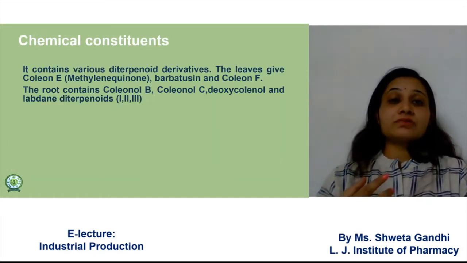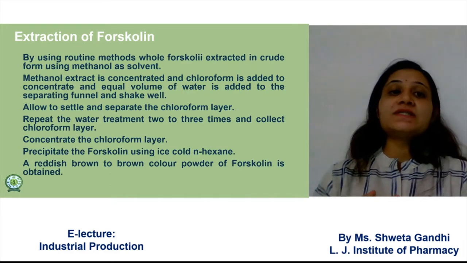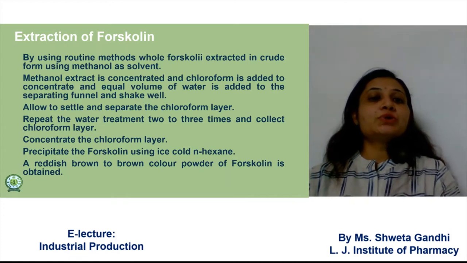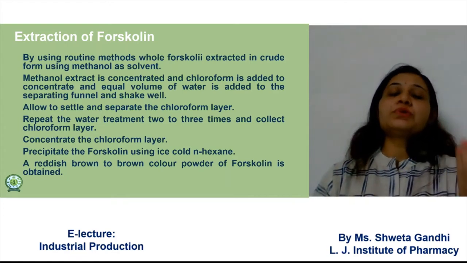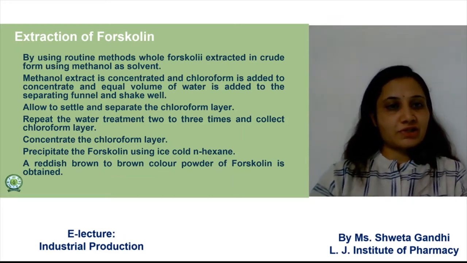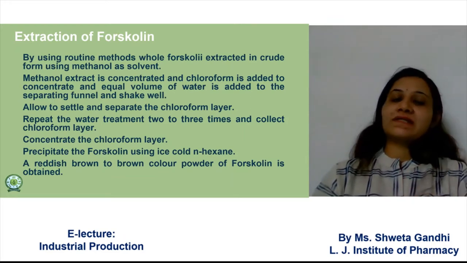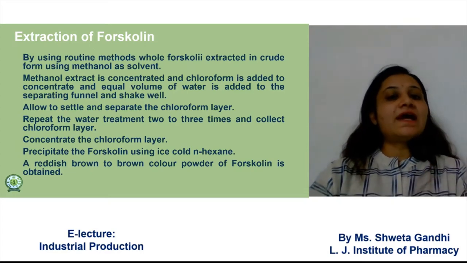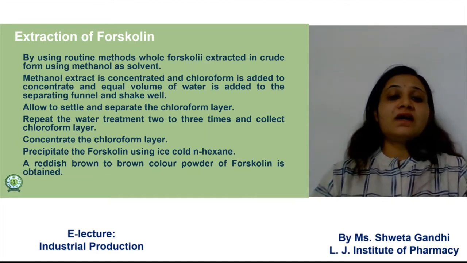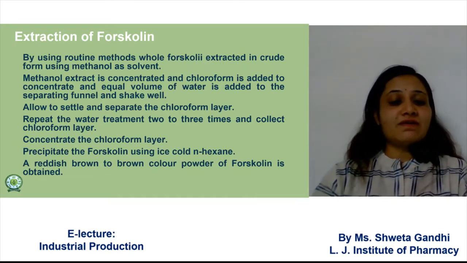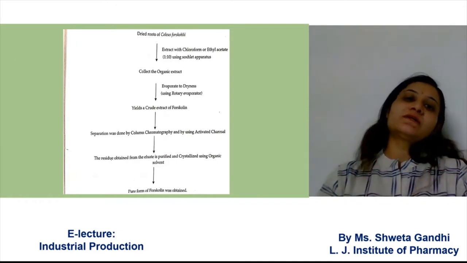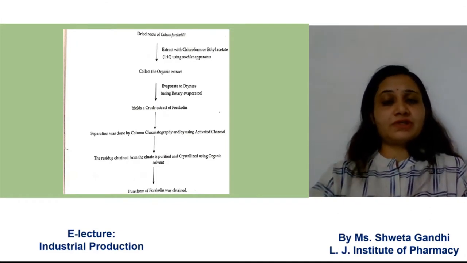The chemical constituent is another important point to notice. Then comes the extraction. In any extraction method, you should know how to extract forskolin, and the key solvents used for the extraction. Forskolin can be extracted with the help of methanol, then we use chloroform for separation of the layers, and a reddish brown to brown color develops when the forskolin powder is obtained. This is the flowchart method of determination of forskolin.